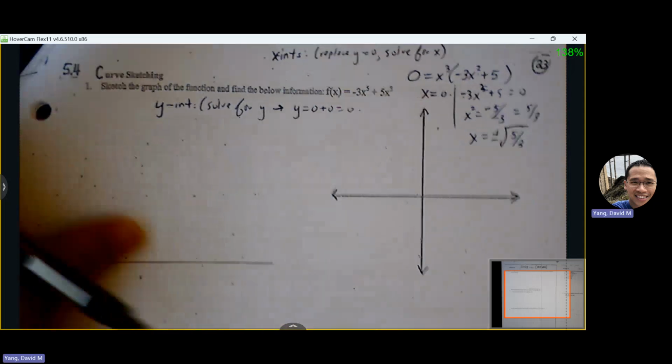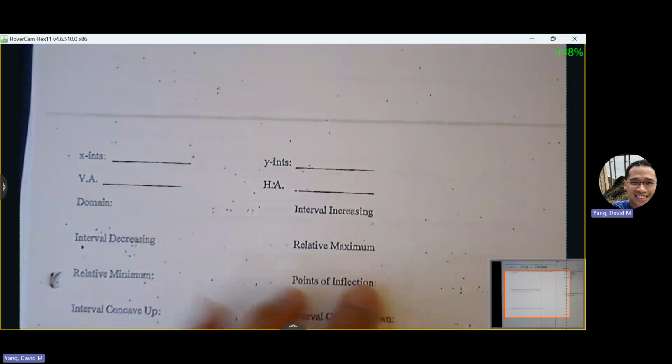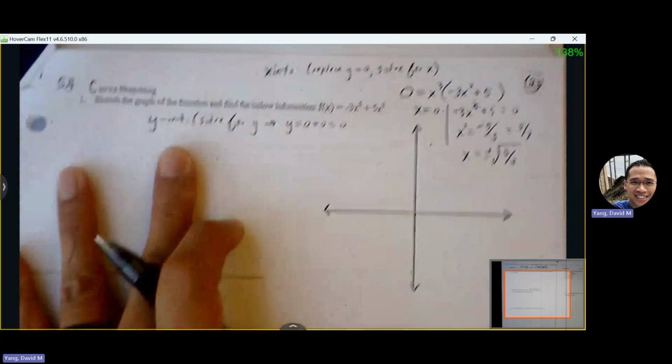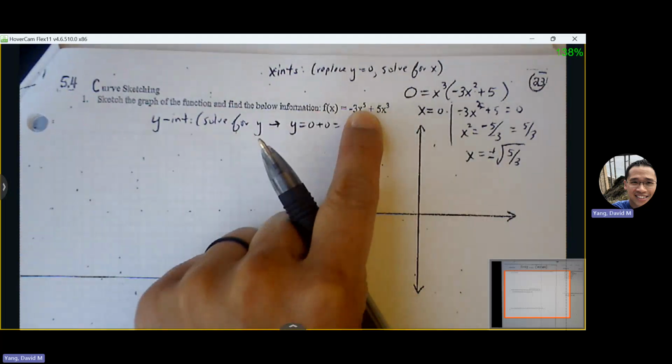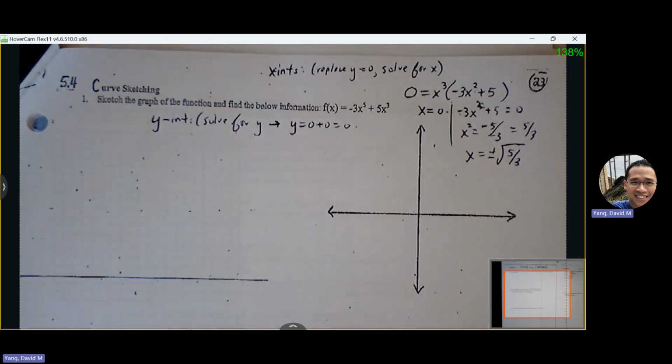Now, if I want to gather information about increase, decrease, relative max, relative min, that's all going to come from the f prime level. So let's go ahead and find f prime. We'll create our slope sign line. We'll basically do our first derivative test and gather all the data that we can from the f prime level. Okay, try that. So treat this like going through the first derivative test.